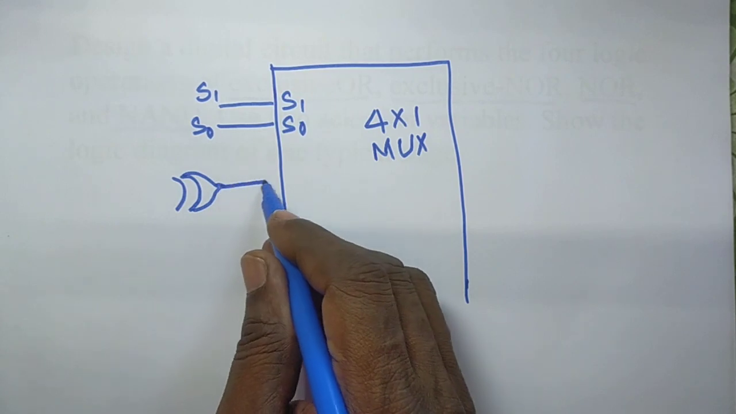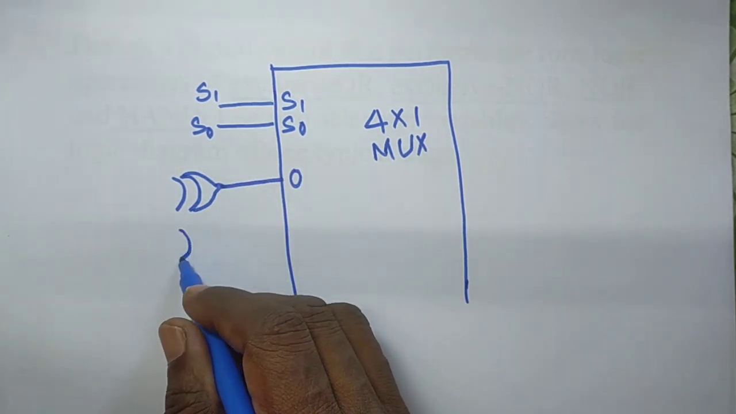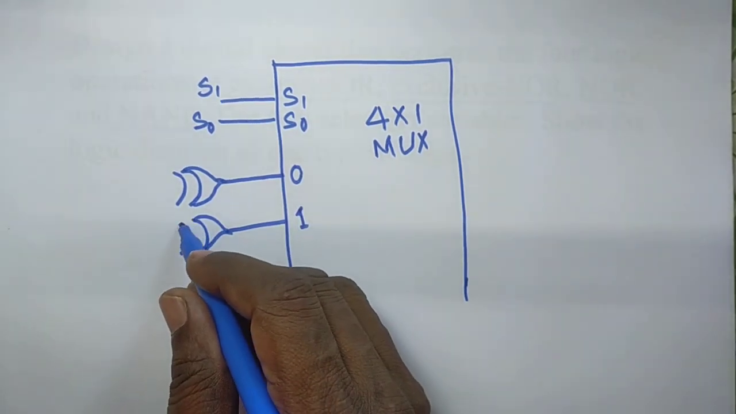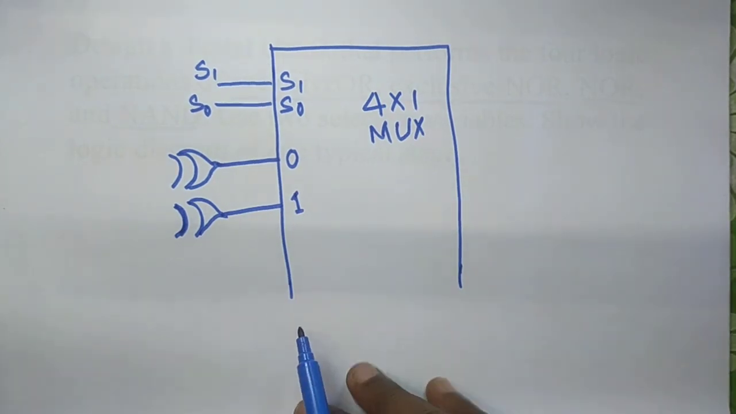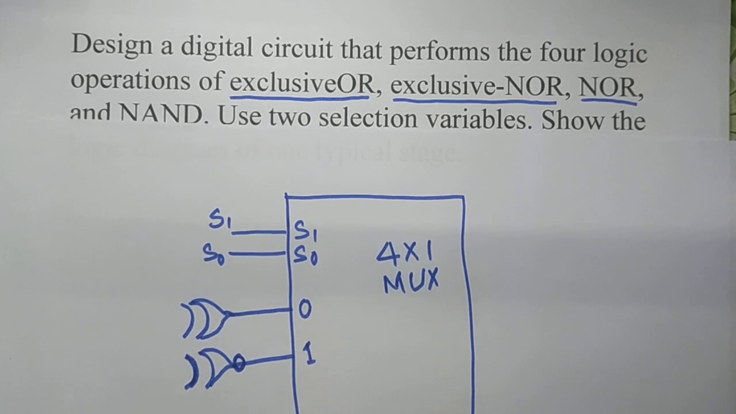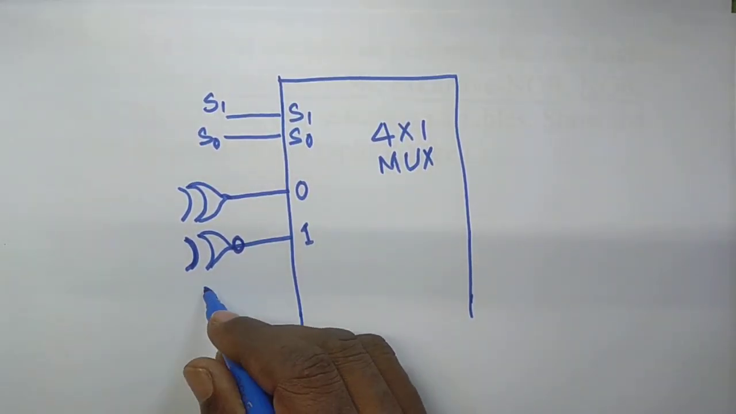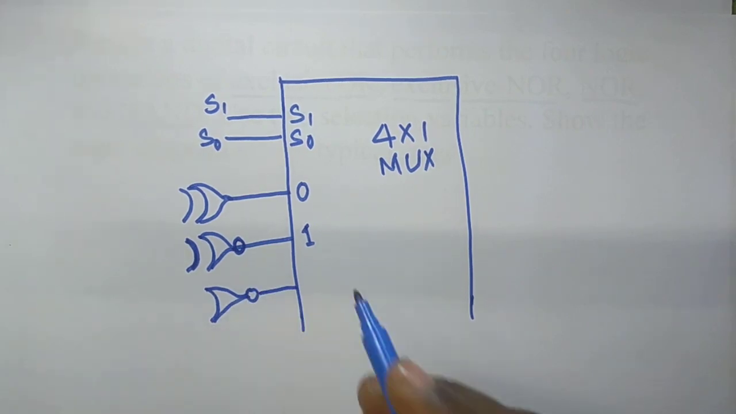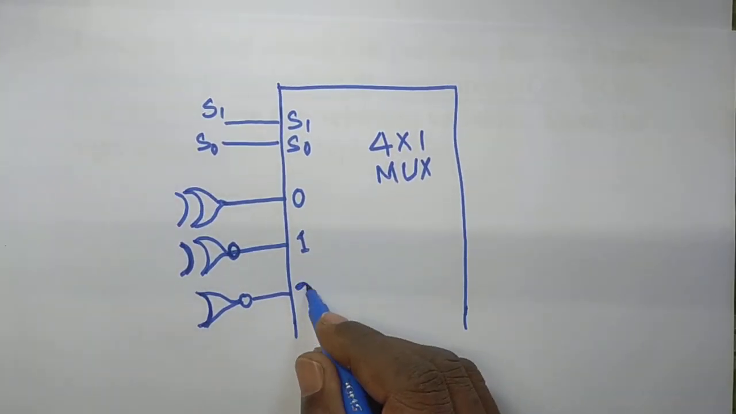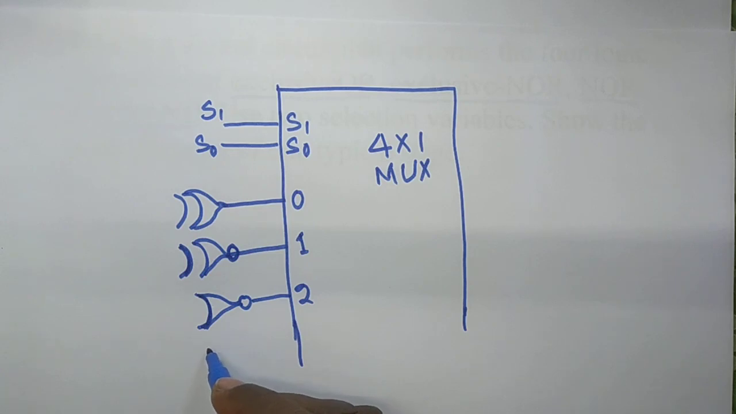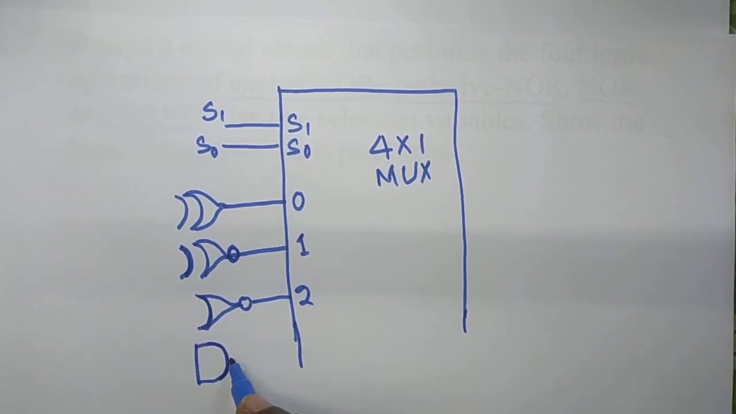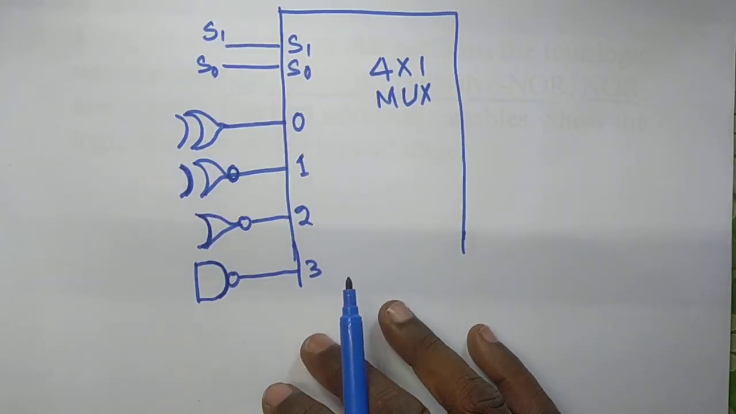XOR we consider as input 0 first. Similarly, XNOR we consider as input 1. Next is NOR. XNOR means here one buffer we can put. Another is NOR, which we can define in this very simple way. Another is the NAND gate, here input 2. Sorry, it is a NAND gate. Define in this way, 0, and 3. In this way we can define.